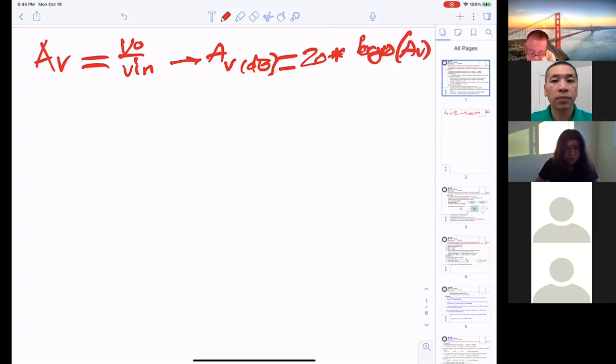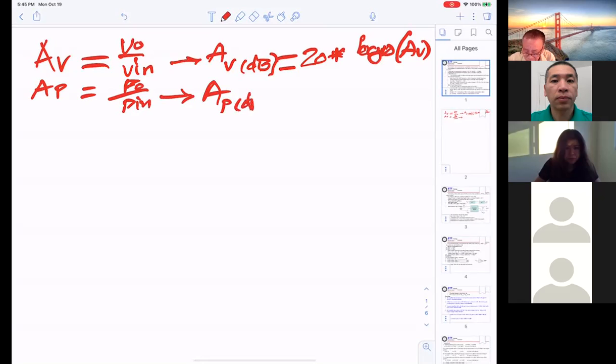And if you want to calculate the A_P, it will be P out over P in. And if you want to calculate the A_P in dB, then it will be 10 times log of A_P.